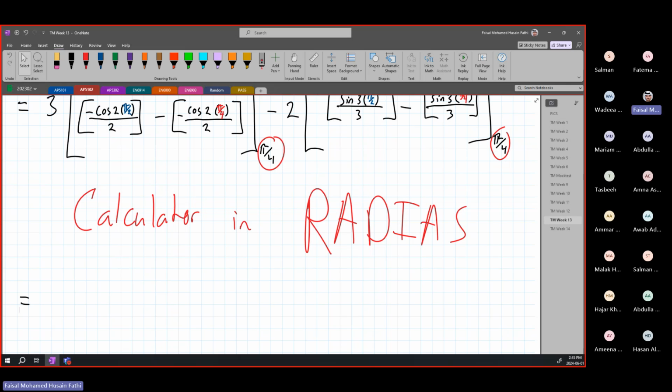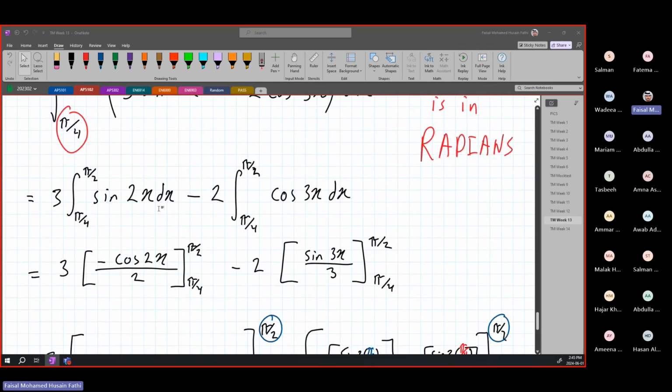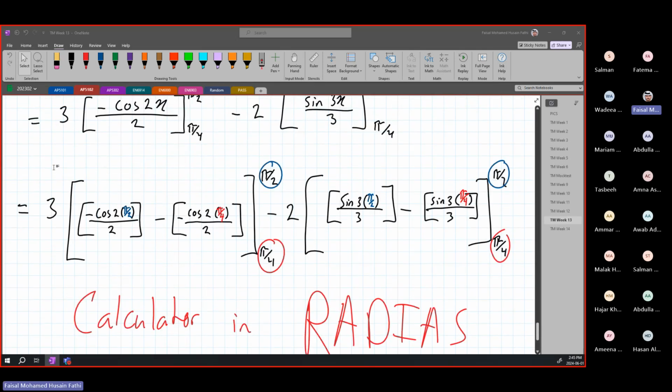Let's see. You're going to get 2.638 as your last value, as the number. All right? Is this clear? Is definite integrals clear how to solve? All right, just a quick recap.